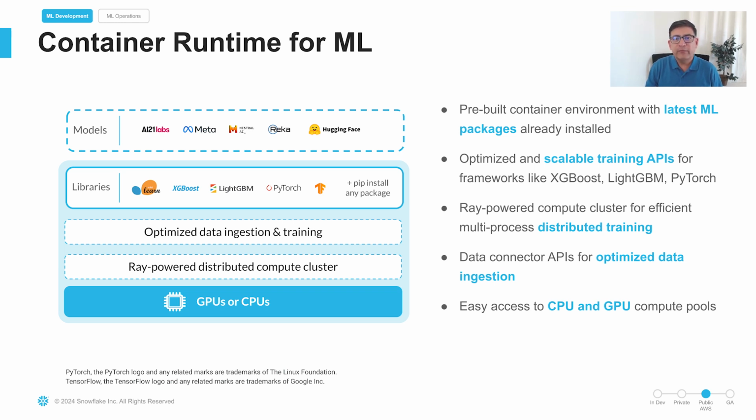Next, it has an optimized data ingestion layer and a set of powerful APIs for training that extend well-known ML packages to be able to train models efficiently in Snowflake. And this is all backed by a distributed compute cluster, which is powered by Ray, and that gives you access to CPU and GPU resources for your workload, so you can get high performance and optimal use of infrastructure without having to deal with any of the complicated setup or configuration that you typically have to do for distributed training.